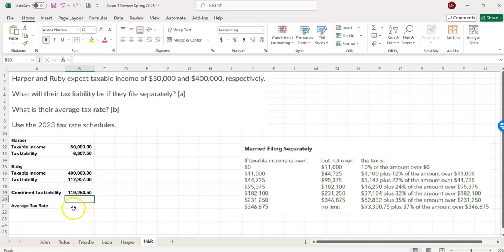So $119,264.50. If they filed jointly, they would pay slightly less in taxes. So the average tax rate is simply the $119,264.50 divided by their taxable income, which is the two added together. So let's do the 450 plus the 50. The average tax rate is 26.5%. So that's it for the exam one review.